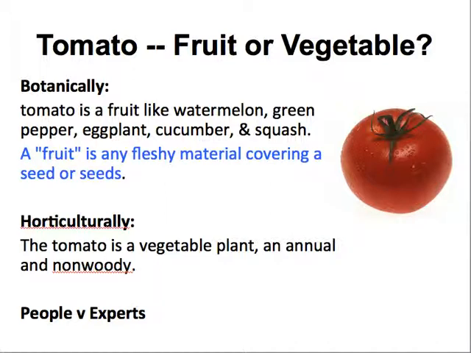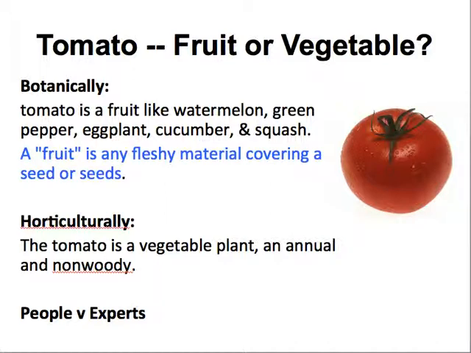In fact, all of those pictures of food on the previous slide that you probably came to the conclusion that there was only one fruit, the melon, are in fact, botanically, all classed as being fruits. Okay. So a fruit is any fleshy material covering a seed or seeds. But that's only one way of looking at it. We can look at it from a horticultural point of view. And from the point of view of the people who grow these things, the tomato is a vegetable plant because it's an annual and it's a non-woody plant. So fruit would be associated with woody plants.